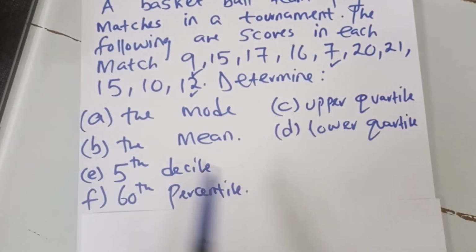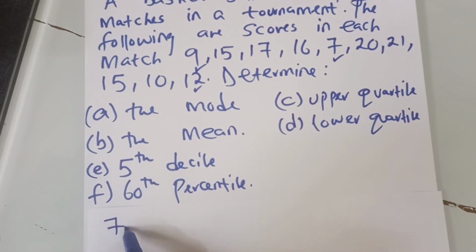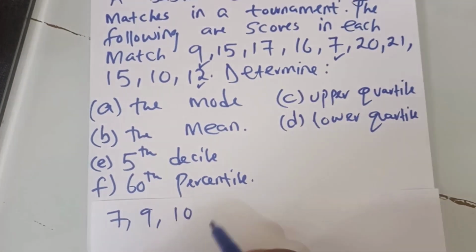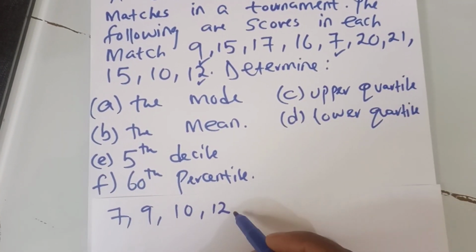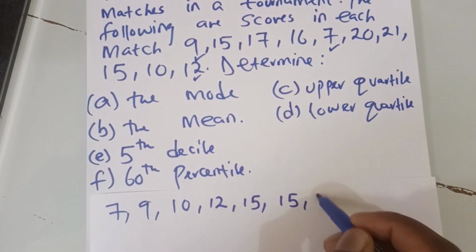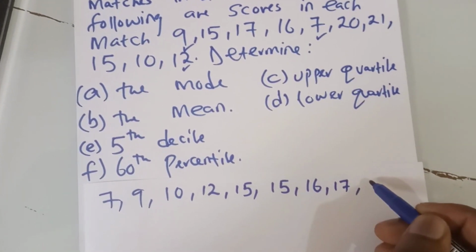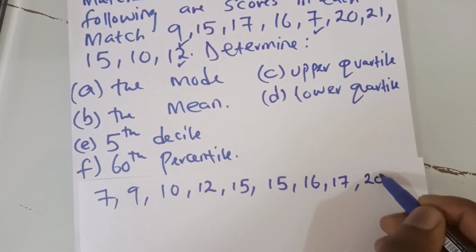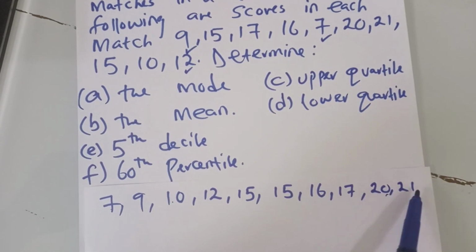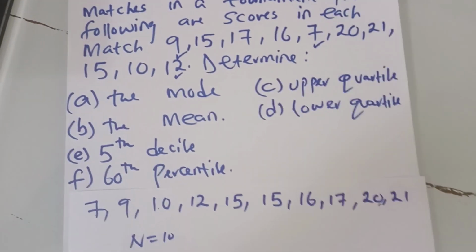So I've incorporated some parts in Form 4 statistic, that is statistic 2. You are supposed to arrange the data from the smallest, that is the first thing, to the largest. So we start with 7, 9, 10, 12, 15, there is another 15, 16, then 17, 20, and 21. And then we can count to confirm whether they tally with the ones we've been given. So the entry is 10.